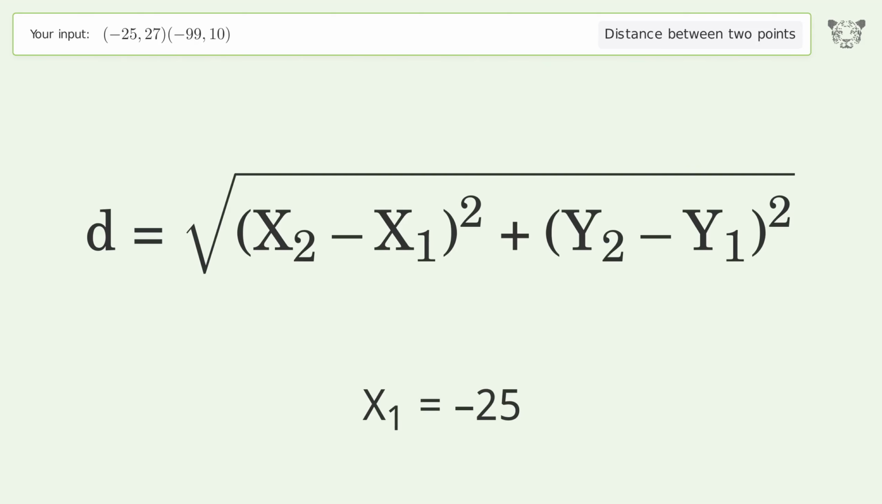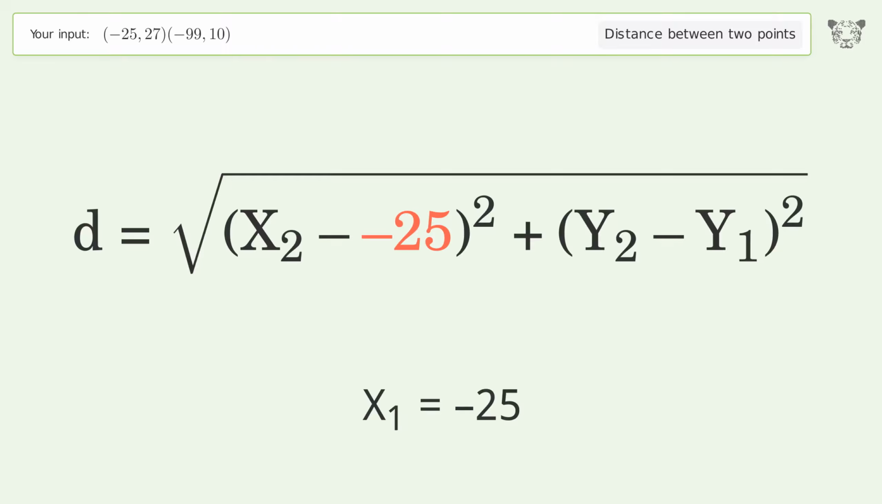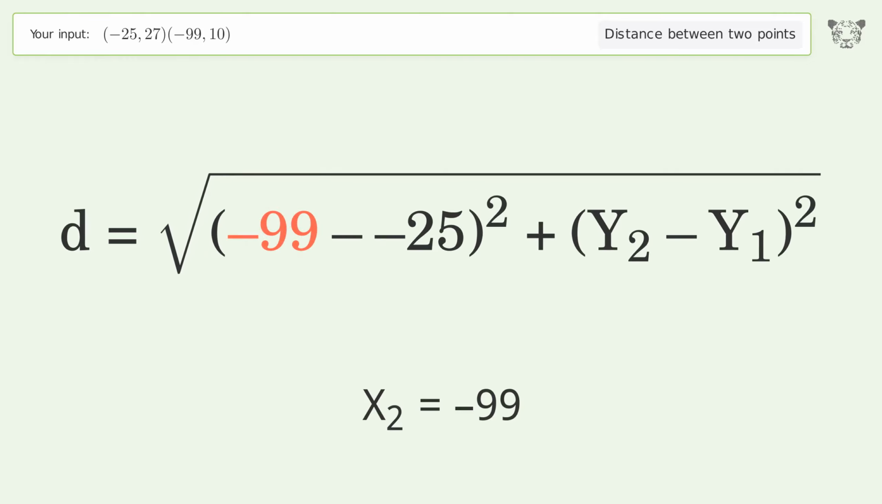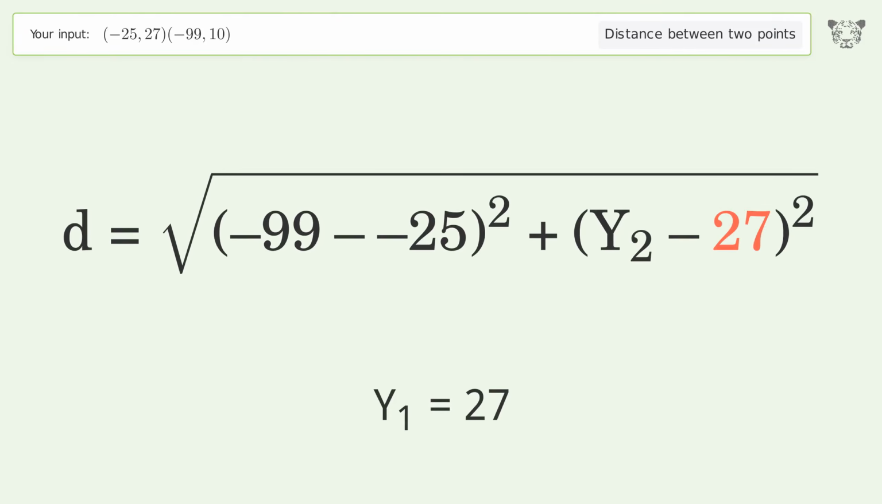x1 equals -25. x2 equals -99. y1 equals 27. y2 equals 10.